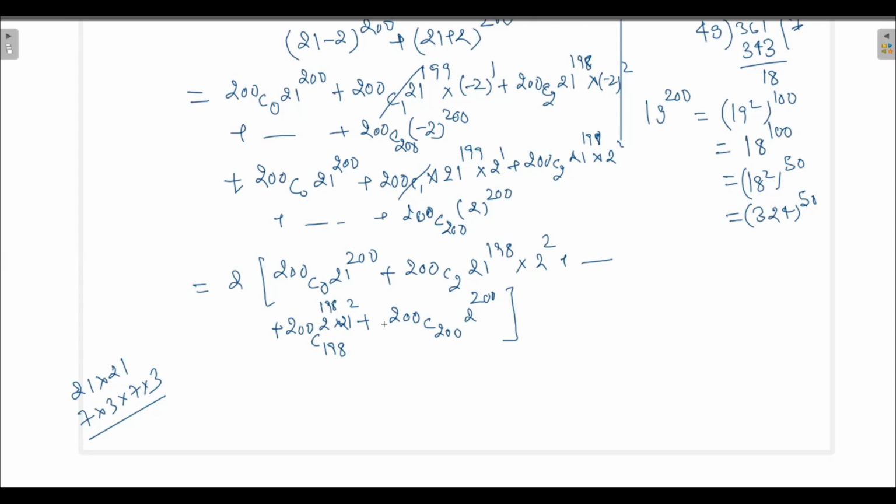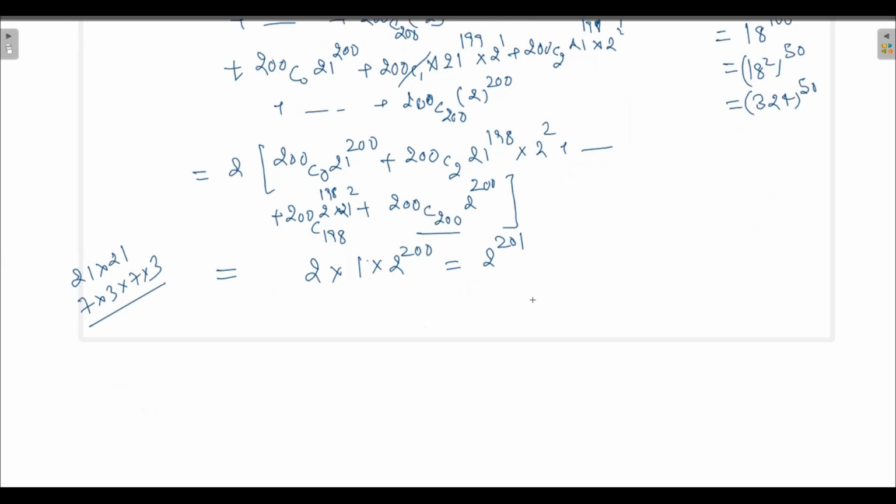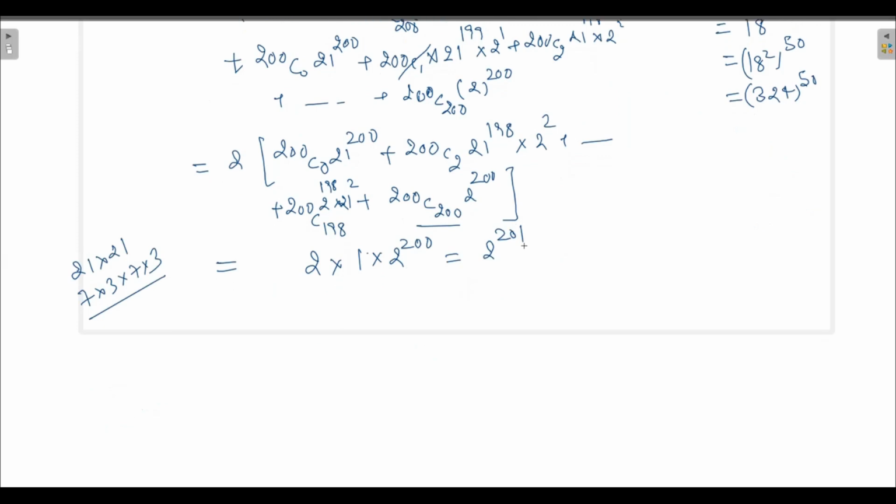So the term which will be remaining if I divide by 49 is the last one. And this is equal to 2 into 200C200, which is 1, into 2 raised to the power 200. So this is the remainder, 2 raised to the power 200. But this is not something we want, right? We want to get an even smaller number. So again we have to do it one more time and look at 2 raised to the power 200. As we are not getting closer to 49, let's get closer to 7 again here.